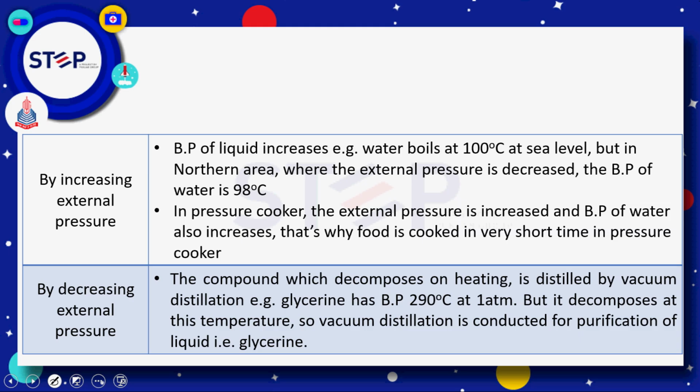The compound which decomposes on heating is distilled by vacuum distillation. Glycerine has boiling point of 290 at 1 atm, but it decomposes at this temperature. So vacuum distillation is conducted for purification of liquid glycerine at a reduced pressure, where the boiling point of glycerine becomes 210 and it will not decompose.